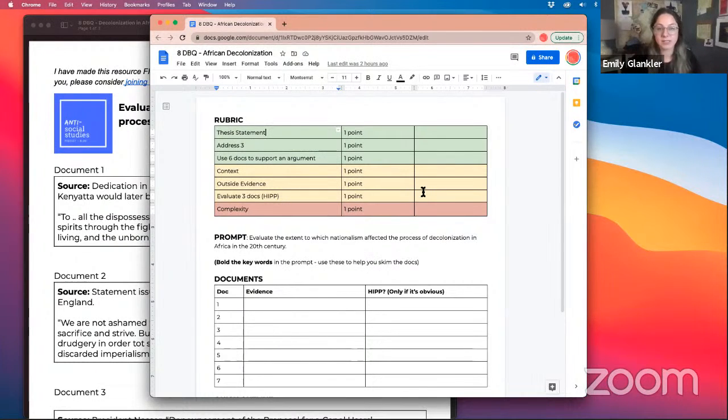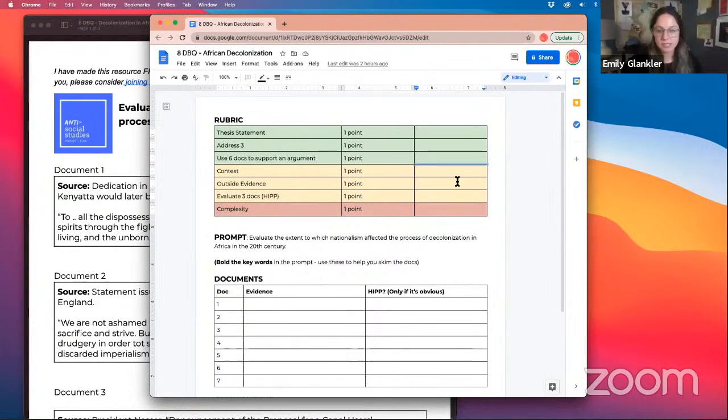You can do complexity if you have all the time in the world, but on test day, it's not worth it. What I would suggest is that you work your way from the more foundational points up to the more complicated points. Every single one of you should be trying to make a thesis statement and address 3 of the documents, ideally maybe using 6 of the documents. Those to me are the foundational ones.